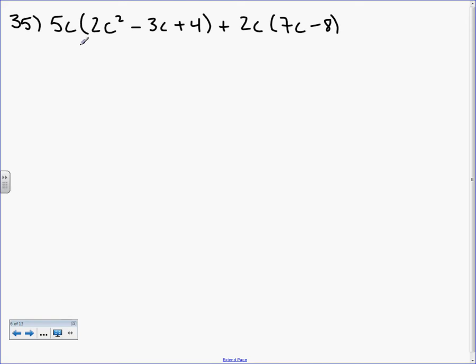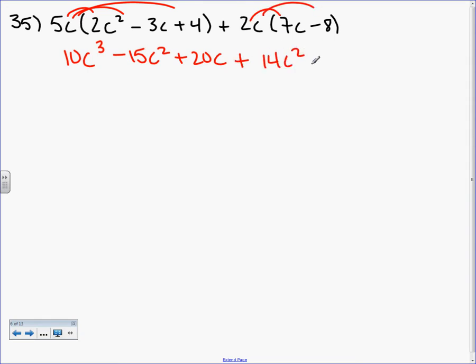Okay, so we get, what's this first one going to be? 10c cubed. Are you with me? Then what? Minus 15c squared plus 20c. This is going to be plus 14c squared, what? Minus 16c. Is anybody confused? That's easy. You knew what to do without me telling you what to do, right?